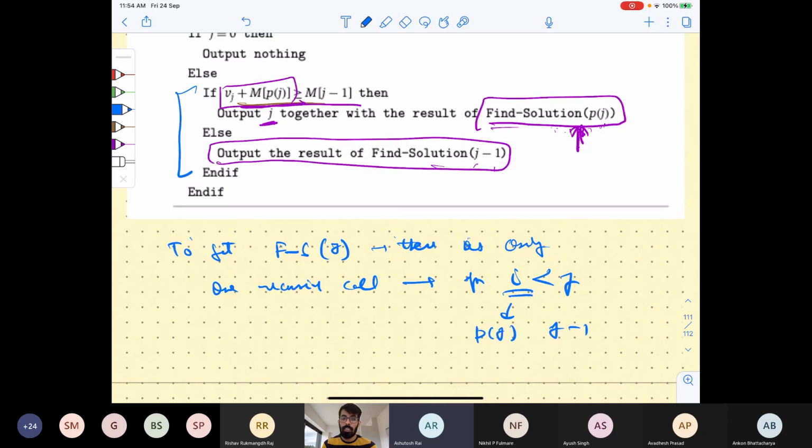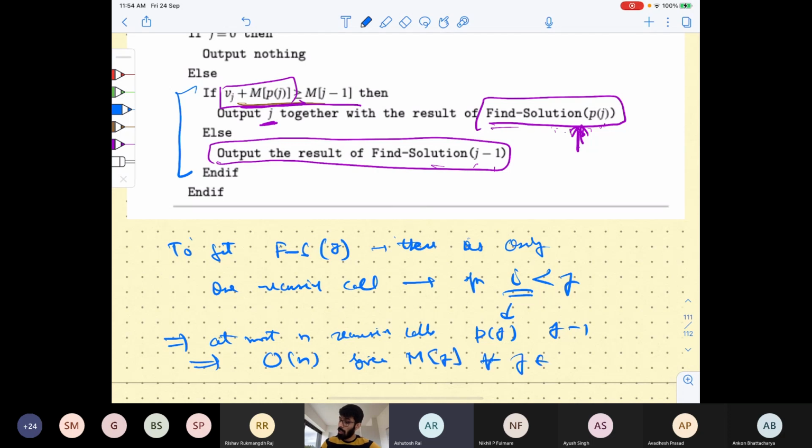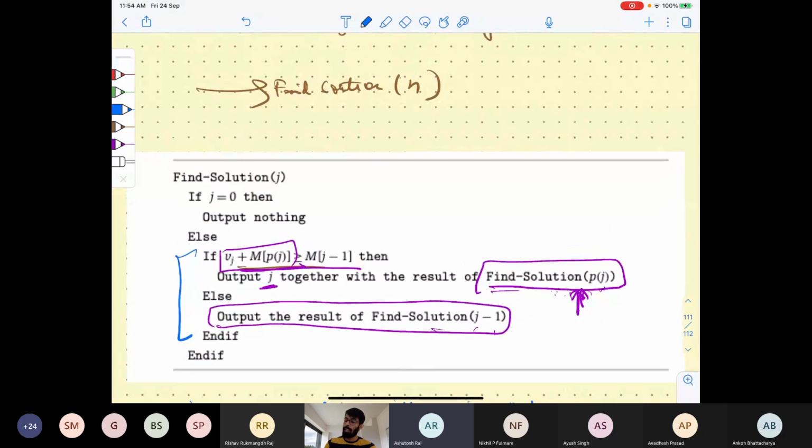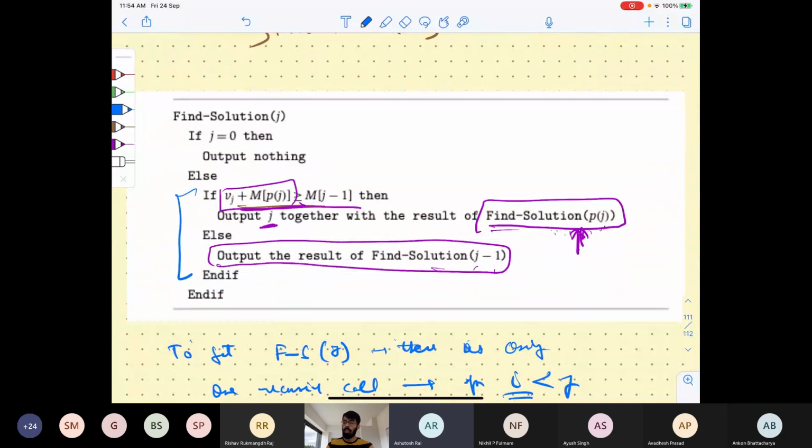And how do we determine the cases? We determine the cases from the table that we have made, the array of M[j], right? And since it is less than that, there are at most n recursive calls. So time is order n, given the above array, given M[j] for all j belonging to 1 to n. Okay, so this way we can find the solution also. This was not very hard, but we are not just finding the optimum value, we are also finding the optimum solution.